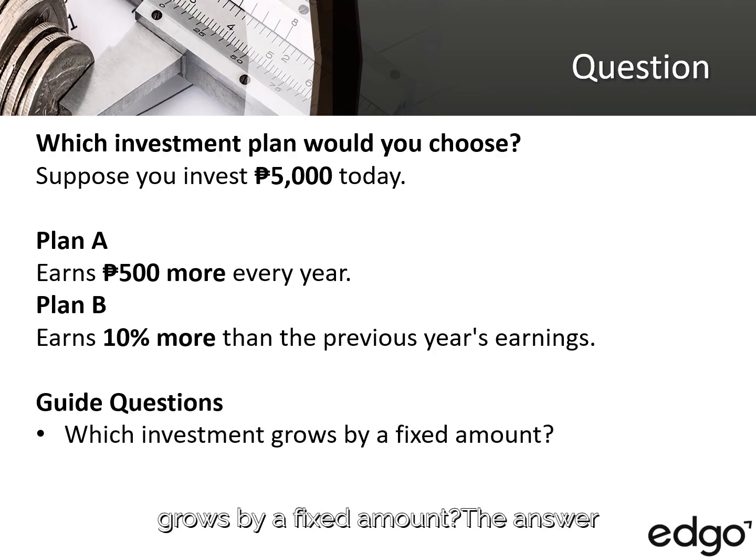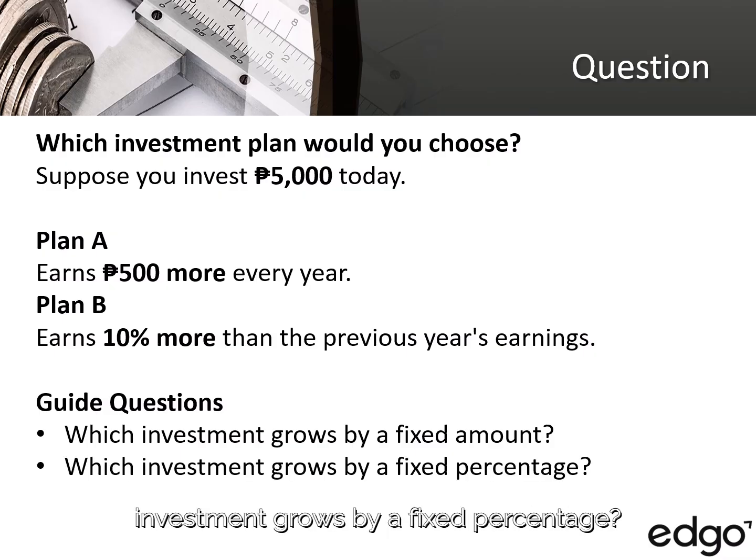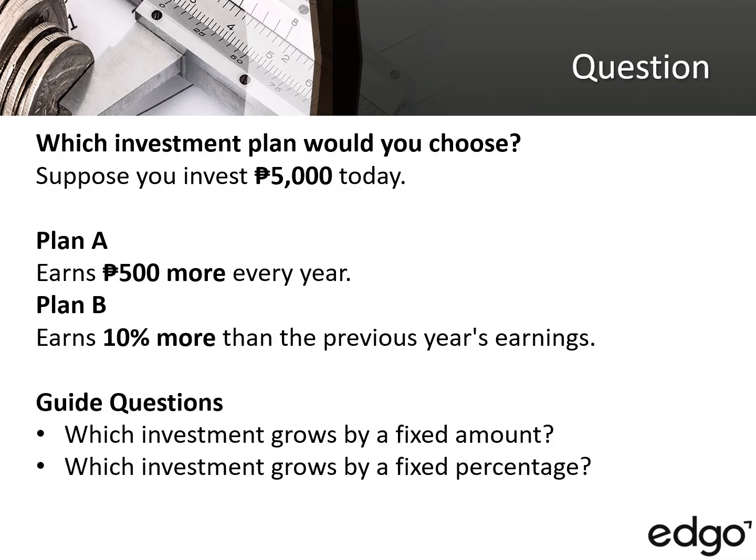Which investment grows by a fixed amount? The answer is Plan A because the increase is always 500 pesos every year. Next, which investment grows by a fixed percentage? The answer is Plan B because the investment increases by 10% every year.